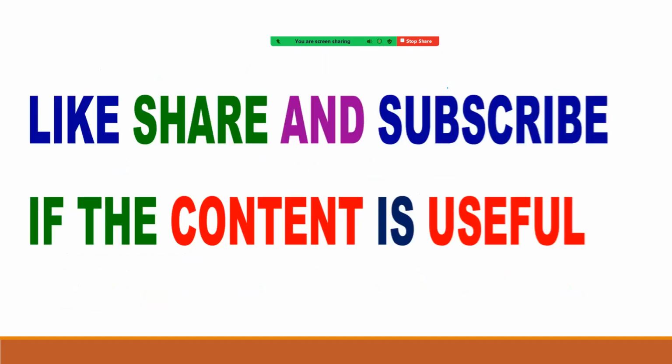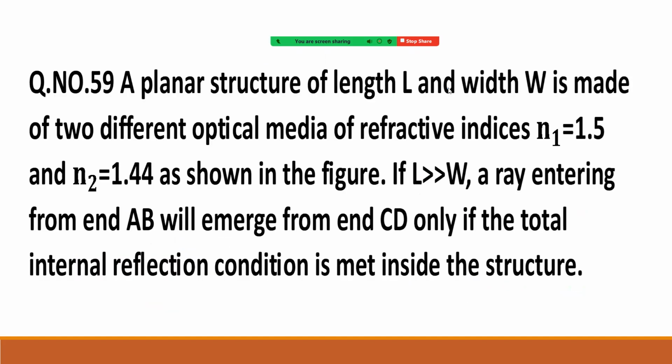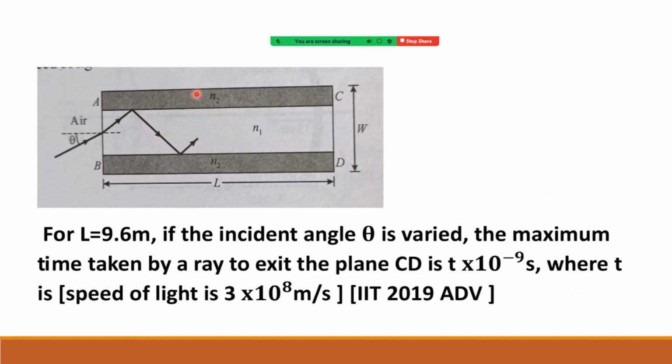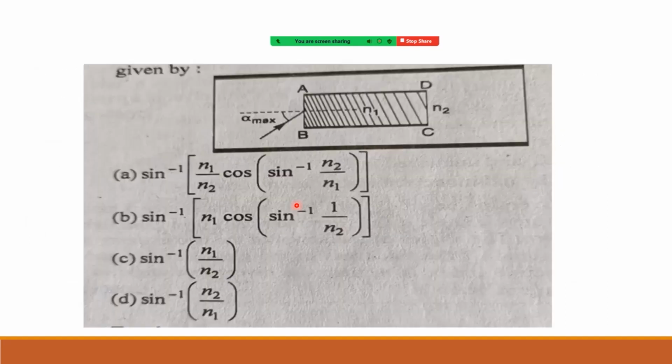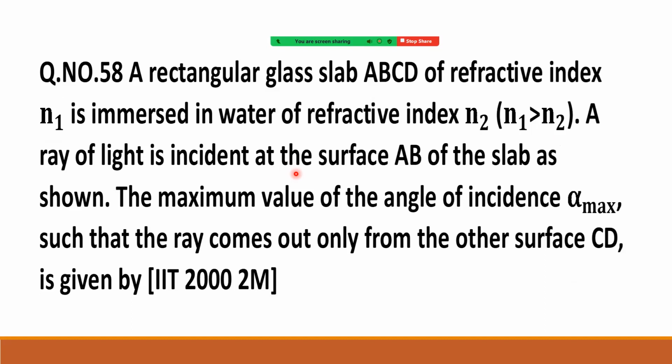In the previous problems, we have used the same principle. You can see in this question, if you observe, N1 is 1.5, N2 is 1.44, which is less than 1.5. So this is nothing but an optical fiber. Light enters from here, undergoes total internal reflection, so light is confined to only this region. We solved one more question, with alpha maximum, entering here and reflecting completely. So this is also an optical fiber. In these questions we solved the problems without using the word optical fiber. We can see the condition here, N1 greater than N2.